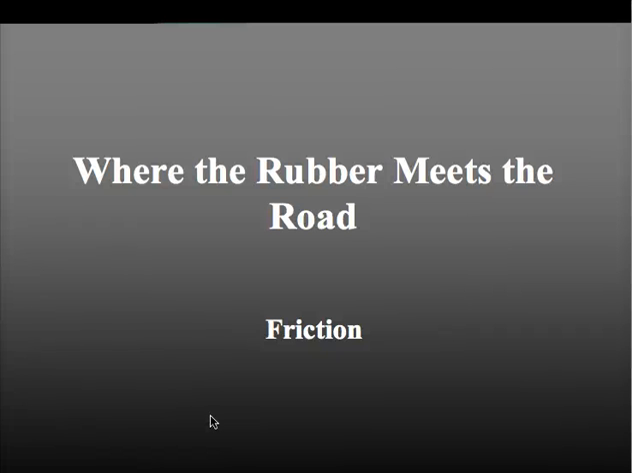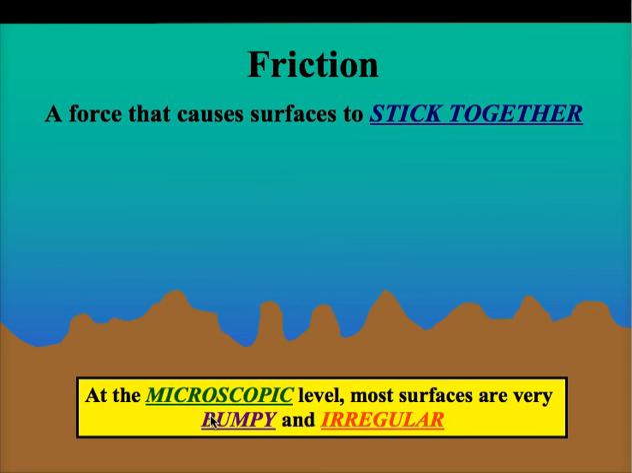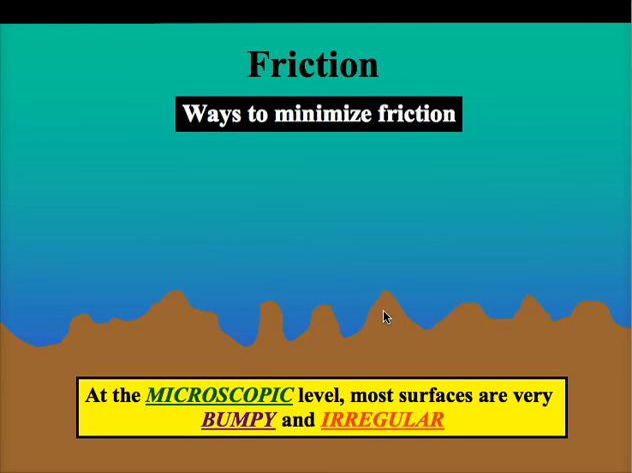When the rubber meets the road, here's the story of friction. Okay, gang, friction is a force that causes surfaces to stick together. At a microscopic level, most surfaces are very bumpy and irregular, like this one that you see here. You can see all the bumps and crannies here. So what can we do to minimize friction?